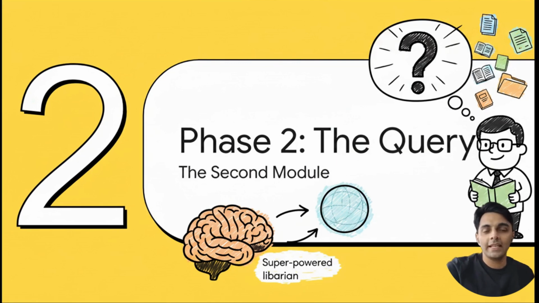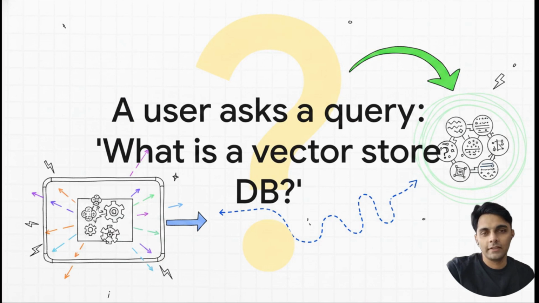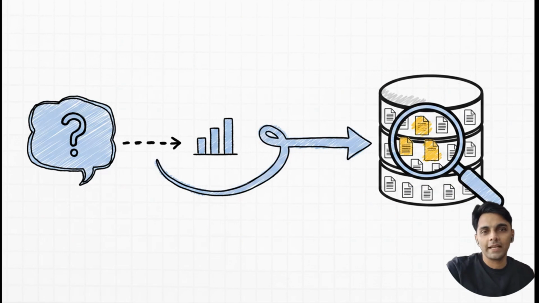Once we've built the AI's brain and filled up our smart library, the hard work is done. Now comes the fun part. We actually get to ask our superpowered librarian a question. For example, a user types, "What is a vector stored database?" Behind the scenes, the system converts the question into its own vector. Then the retriever zips over to the vector database and says, "Find me the text chunks whose vectors are mathematically closest to this question vector." Instantly, it pulls out the most relevant paragraphs from the original documents.